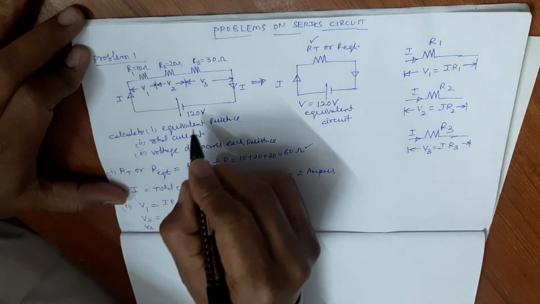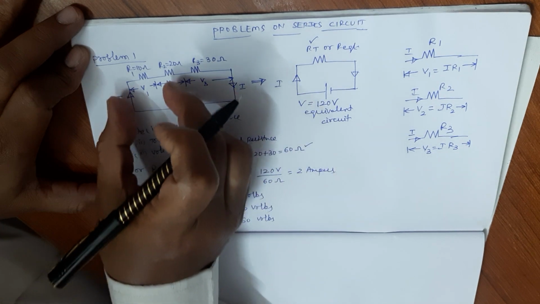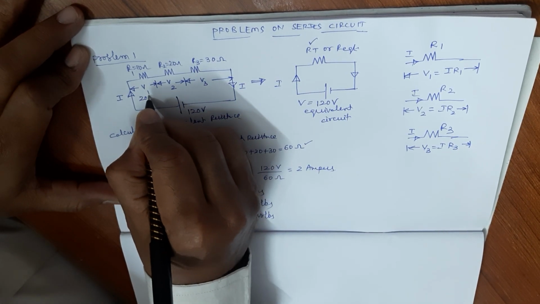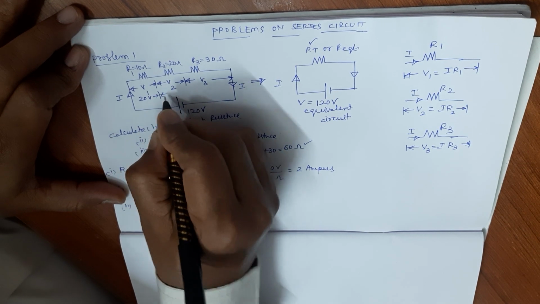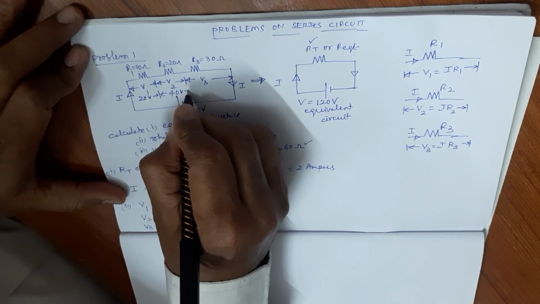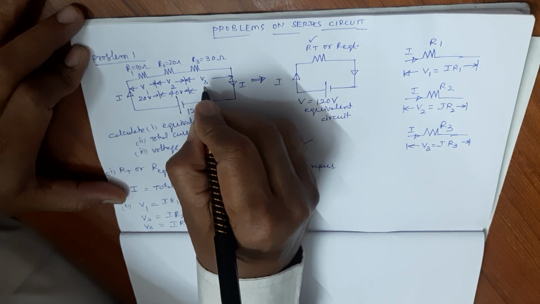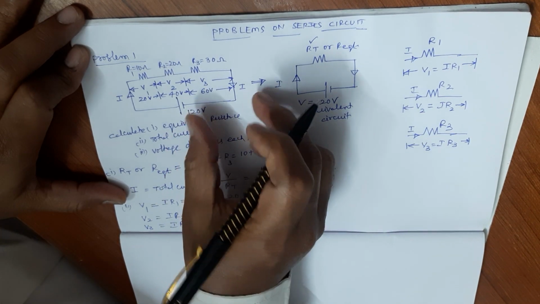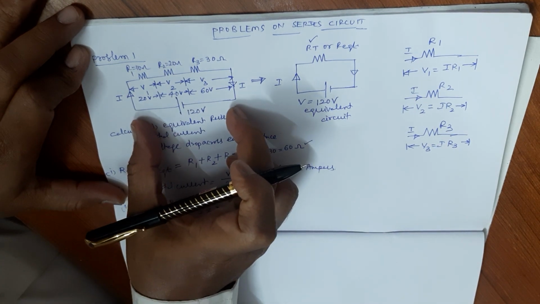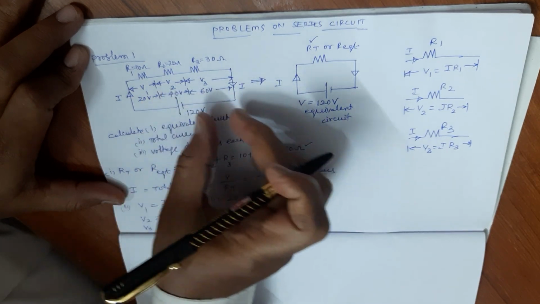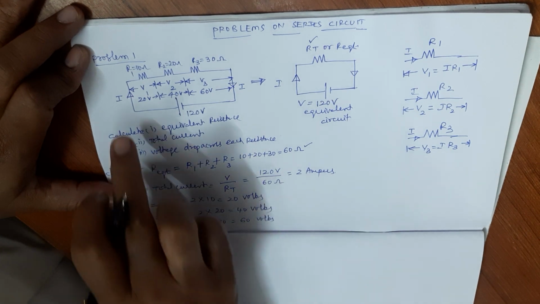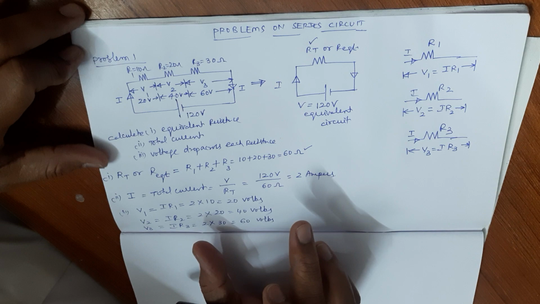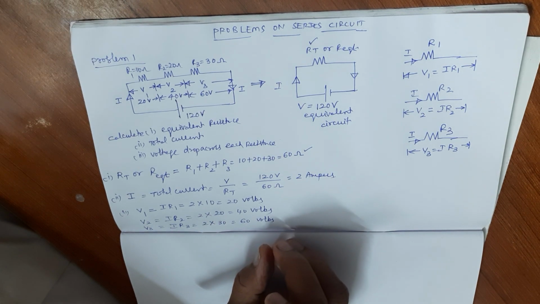So that means 120 volts is applied across this series circuit. 20 volts is applied across the first resistance, 40 volts is applied across the second resistance, and 60 volts is applied across the third resistance. That means whatever the voltage is applied, that will be distributed across the three resistances in this form. So this is about the simple problem on series circuit. Thank you.